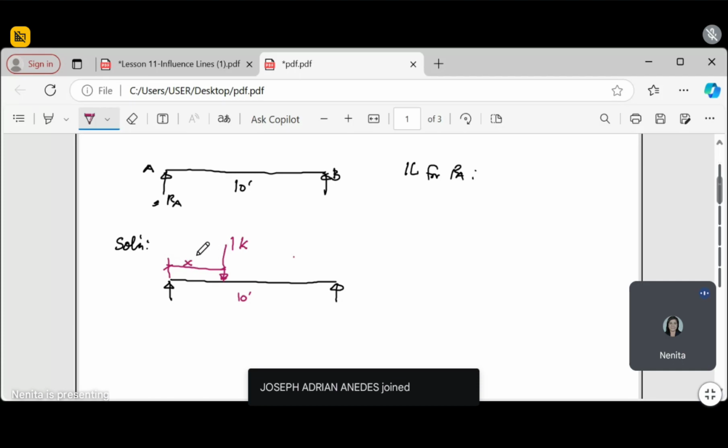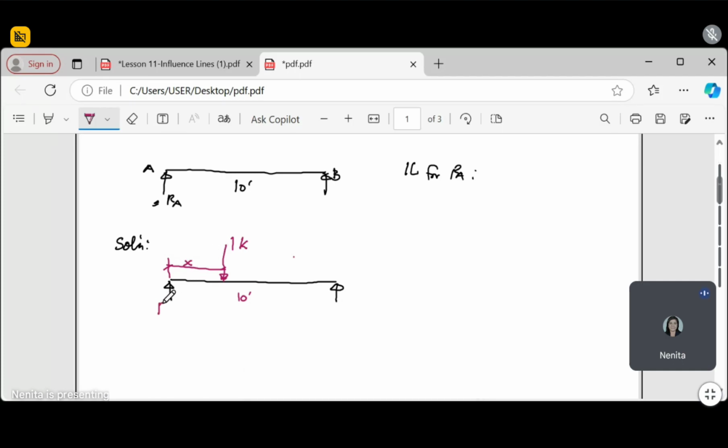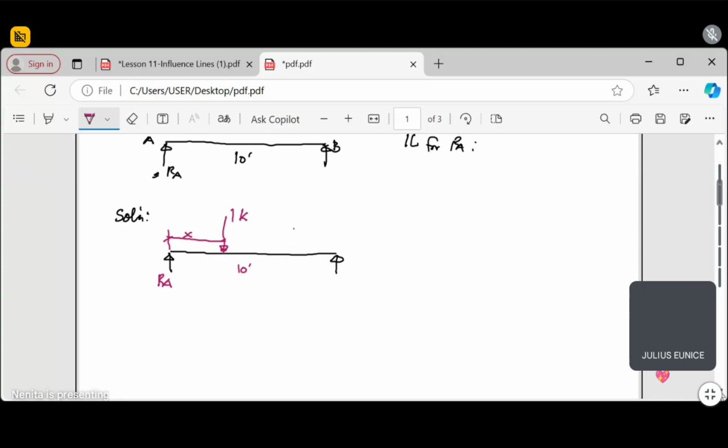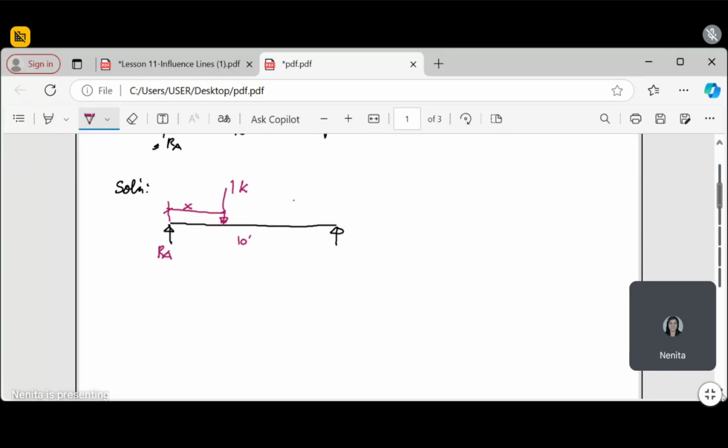Nakakasabot kayo, class? This is our R sub A. This is our X. Okay, class, can you get it? Yes, ma'am. Okay, good. This time, kuhain natin ang value ni R sub A in terms of X. We are going to get the reaction.